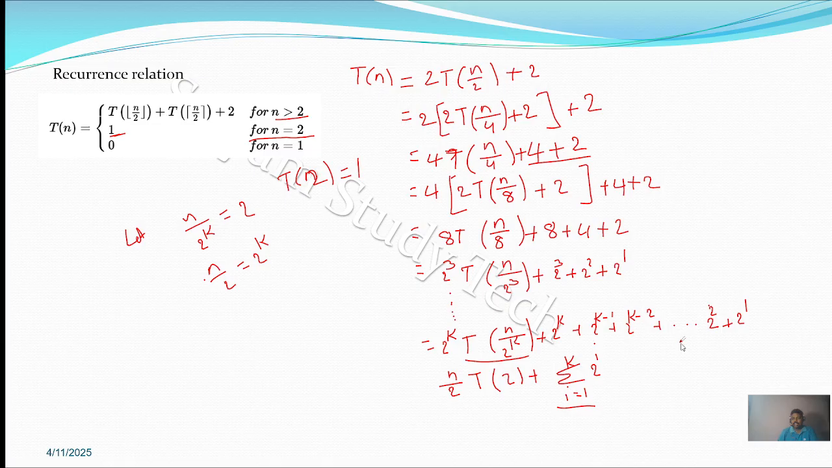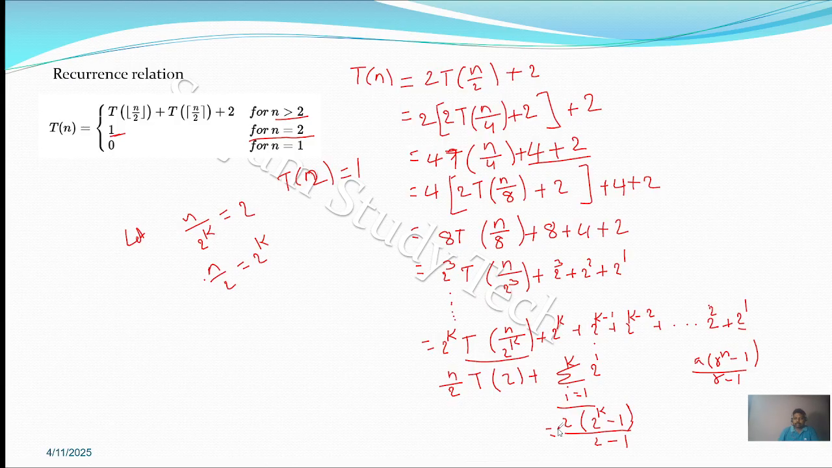So what is the formula here? A into r power n minus 1 by r minus 1. So what is the value of A? That is the starting element, that is 2. 2 into r means 2, r power n means 2 power k here, 2 power k minus 1, by r minus 1, that is 2 minus 1. So here you can see 2 power 1, 2, 2 power 2, that is 2 into 2. So the r value is 2.